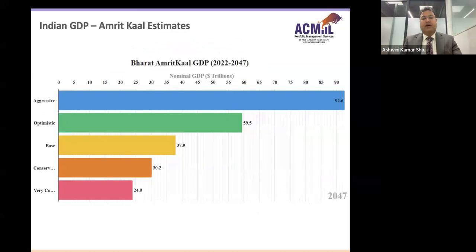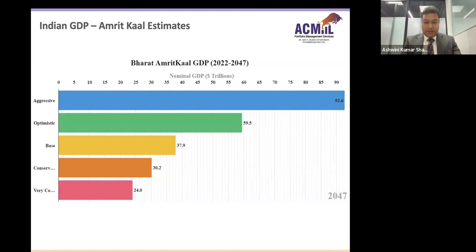This is a simple simulation which we have done based on various scenarios, right? So we have very aggressive, optimistic, base case, conservative, and very conservative, and these are not very crazy numbers. These are 8, 9, 10, 11% kind of long-term growth rates that we are talking about. And we are talking about nominal GDP numbers in USD, right? The real growth that India has delivered is 5-6%, is something we expect, right?